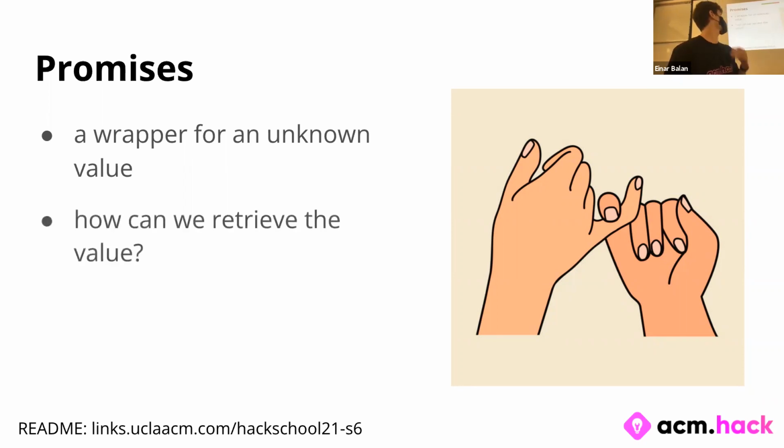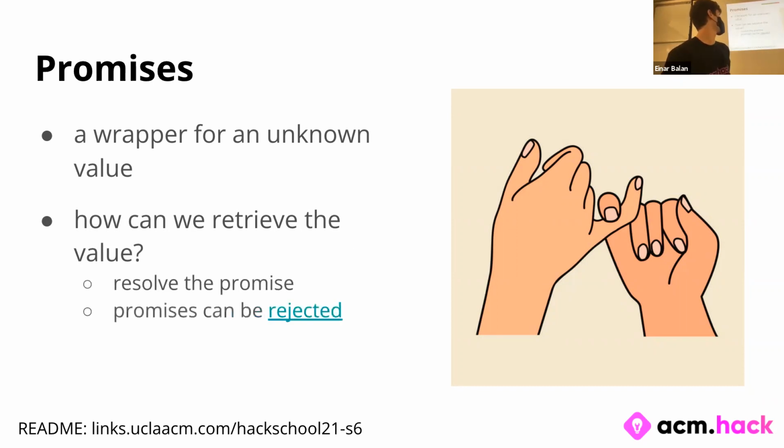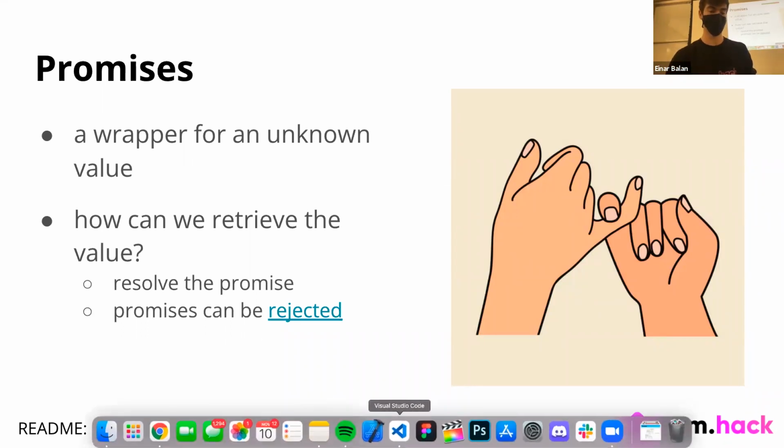But how can we then retrieve that value from the promise, right? Well, there are a couple ways. Oh, by the way, this is called resolving the promise. And it's also important to know that promises can be rejected, but that is something I'm not going to talk about today because I don't want to go too in depth. But yeah, like I mentioned before, this promise is just a wrapper for some unknown value. So we then want to retrieve that value when it becomes known, right? So there are a couple ways to do this.